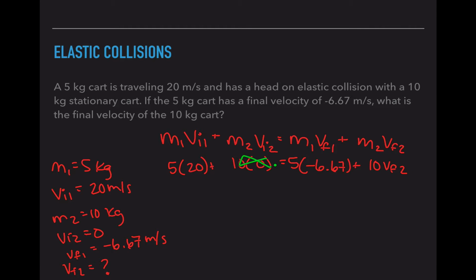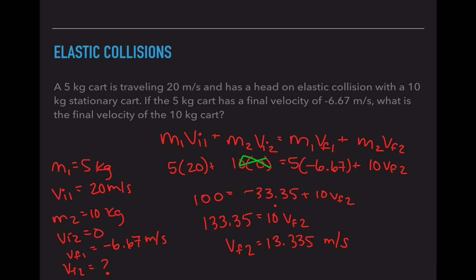So this entire section can go away, and I have 100 equals negative 33.35 plus 10 VF2. Now in order to separate this out, I'm going to add 33.35 to both sides, which is 133.35 equals 10 VF2. VF2 equals 13.335 meters per second.